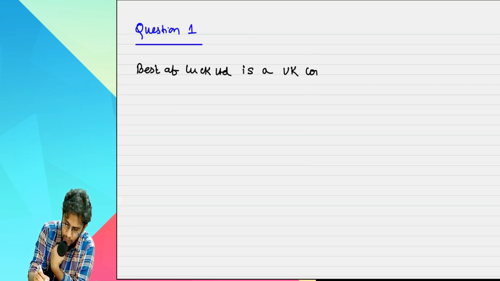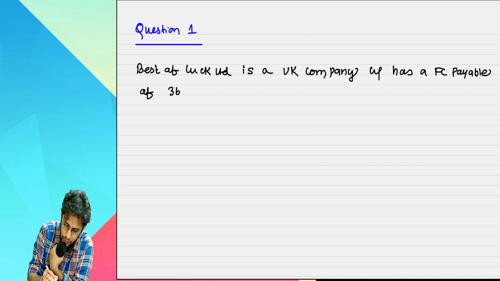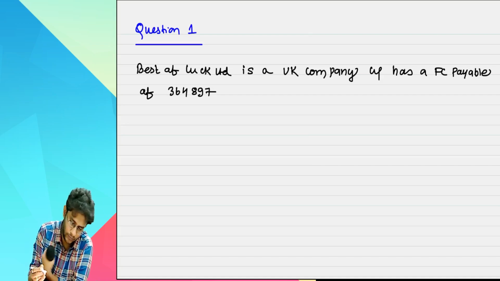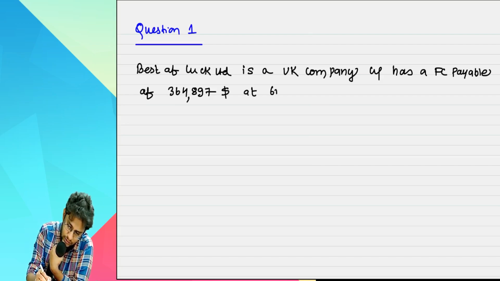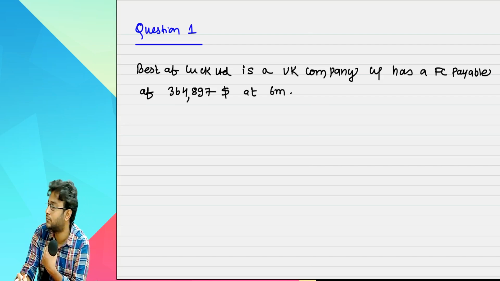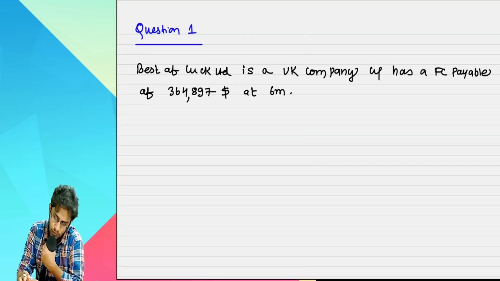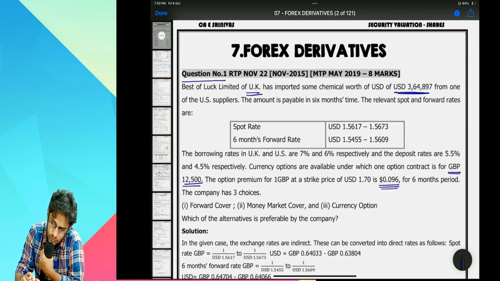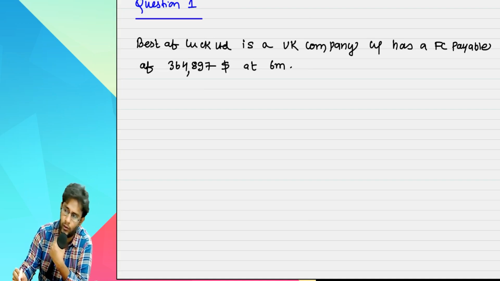Is a UK company and has an FC payable of 364,897 dollars at 6 months time. Correct or no? Correct. Okay. Alternative 1.